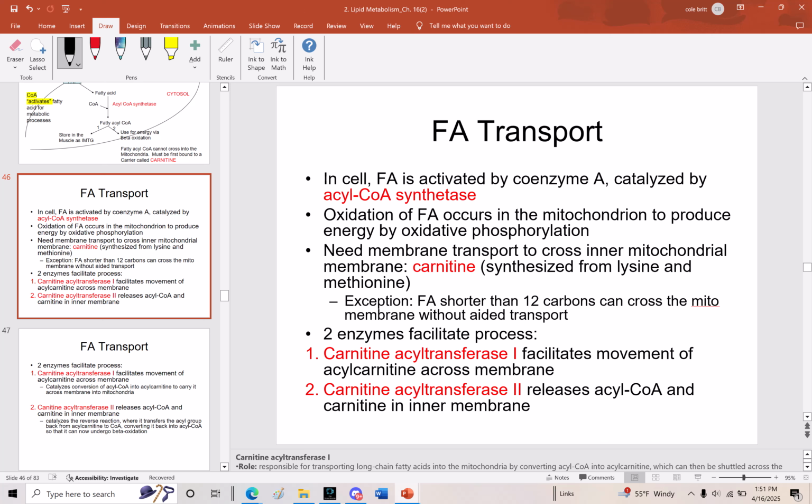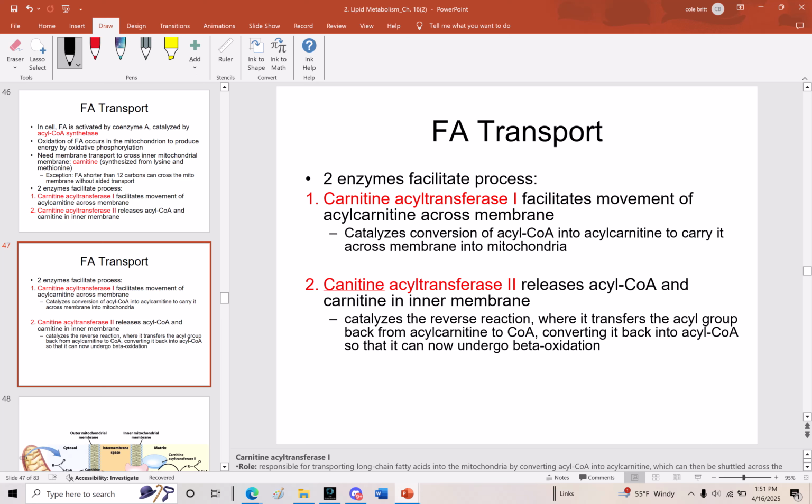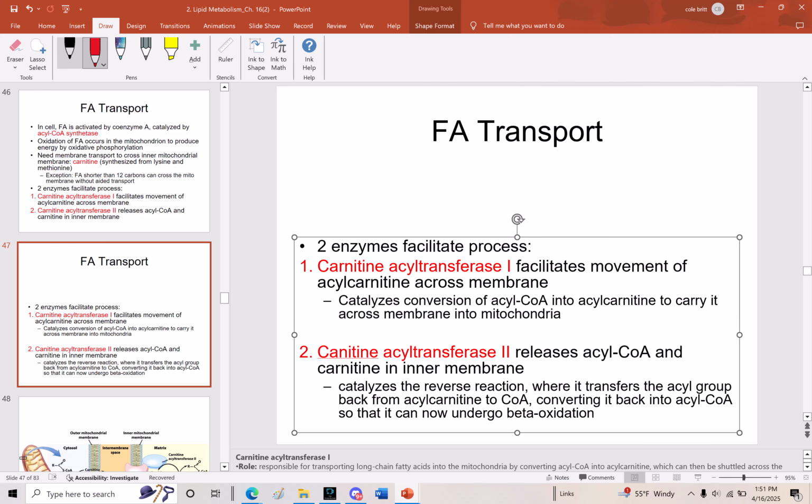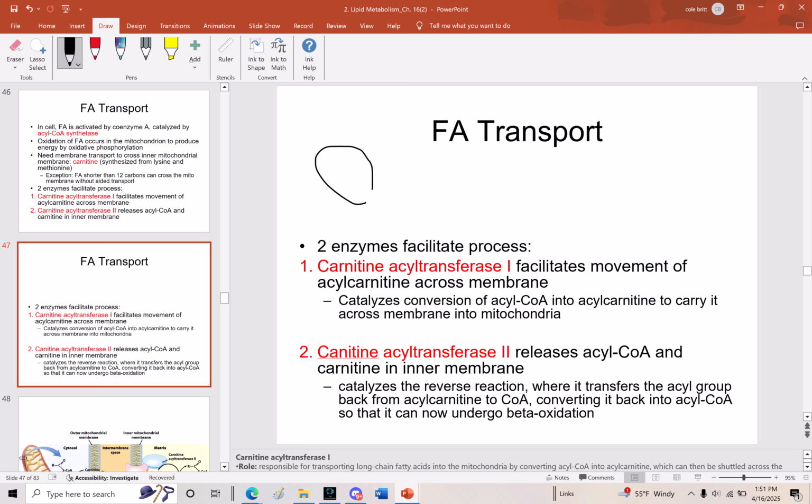So two enzymes facilitate fatty acid transport. Carnitine acyl transferase 1 moves the acyl carnitine across the membrane. What's going to happen, you're going to see in the slides, but here's the mitochondria, and here's the fatty acid, which has the CoA attached. We're in the cell, and the fatty acid CoA is going into the mitochondria. And remember, the mitochondria is a double membrane organelle.